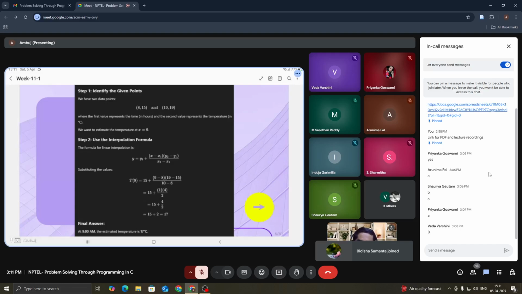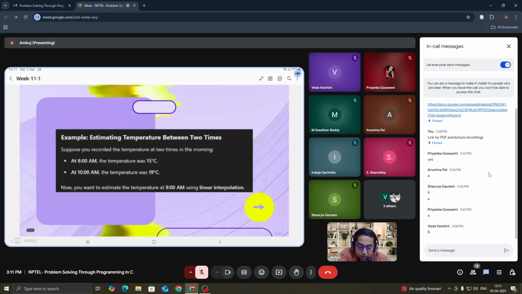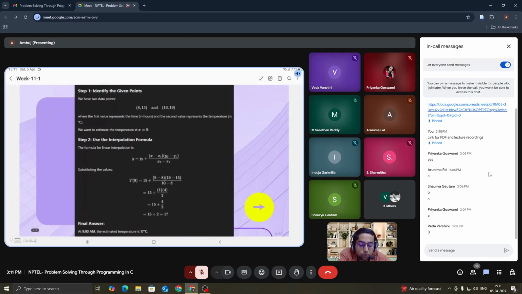Two points are there: at 8 a.m. the temperature is 15, and at 10 a.m. the temperature is 19. Hence I get two different points, (8, 15) and (10, 19). Now you want to estimate the temperature at x equal to 9.